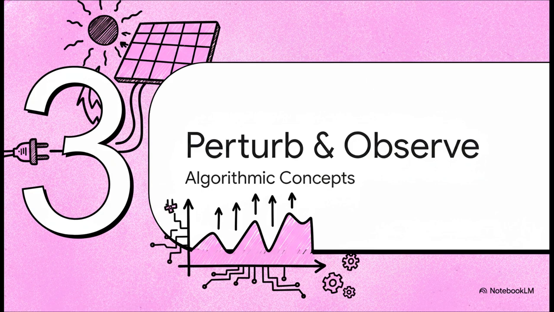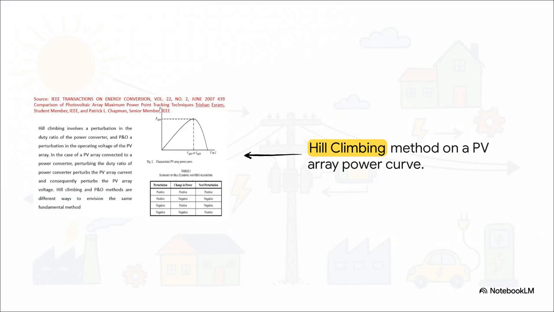Which brings us to part 3, how Perturb and Observe works. Let's look at the algorithm behind the magic. To really get this, imagine the characteristic PV array power curve as a physical hill. There is one distinct peak where maximum power is achieved. The algorithm hunting for this peak is often called hill climbing, or Perturb and Observe.